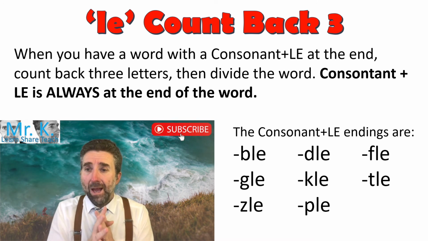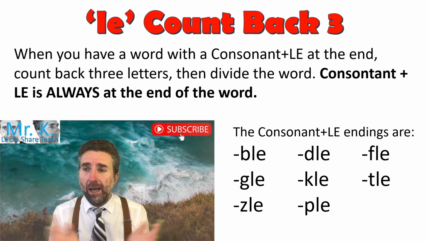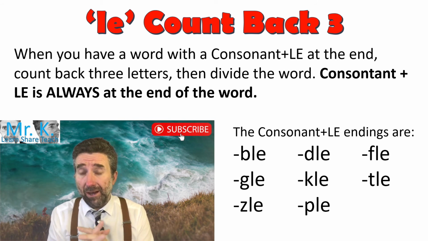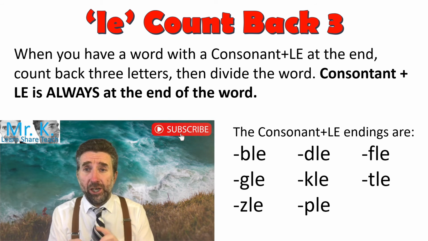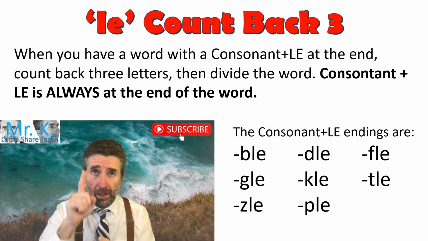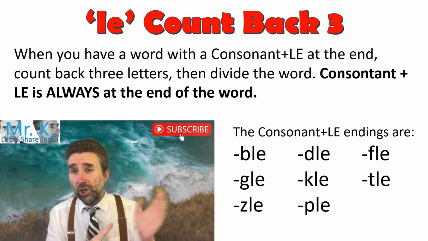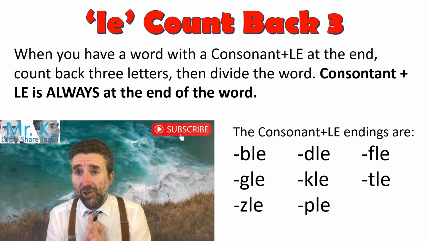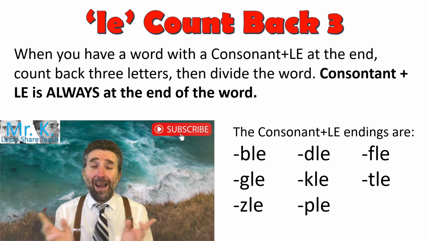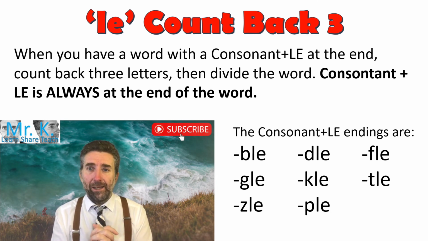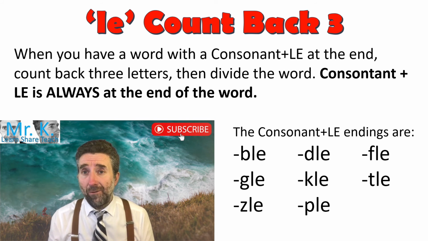Awesome. Another one would be DLE, FLE, GLE, as in giggle. So you'd have G-I-G-G-L-E. At the end you've got an LE, so you count back 3: E, L, G, and then you would divide the syllable there. The first syllable would be GIG, and the second syllable would be GLE. Cool. KLE, TLE, like little, ZLE, like sizzle, and PLE. So make sure that you know how to divide these ones.